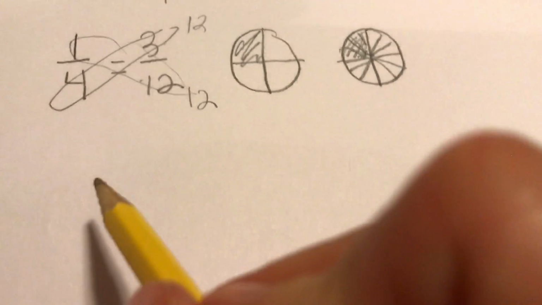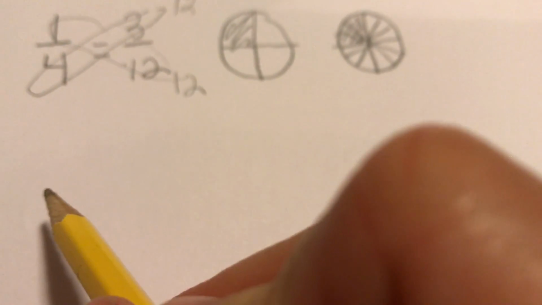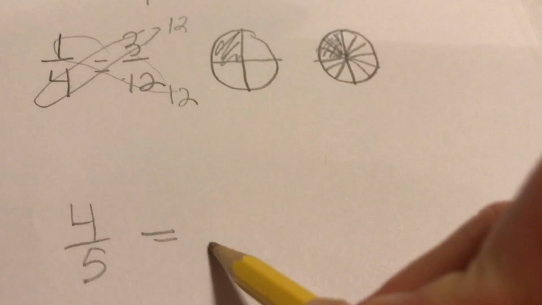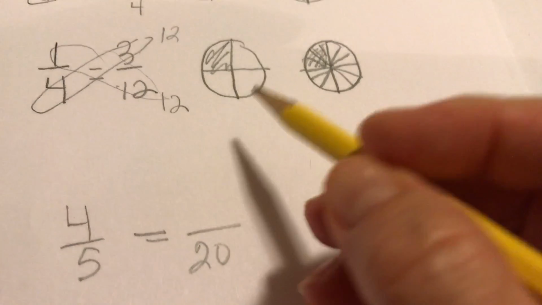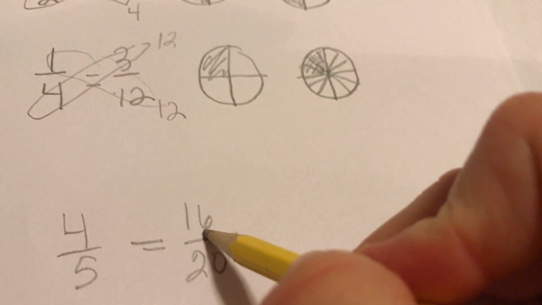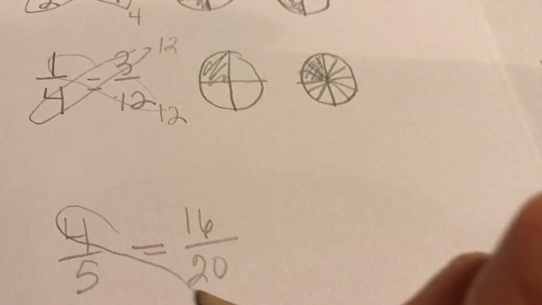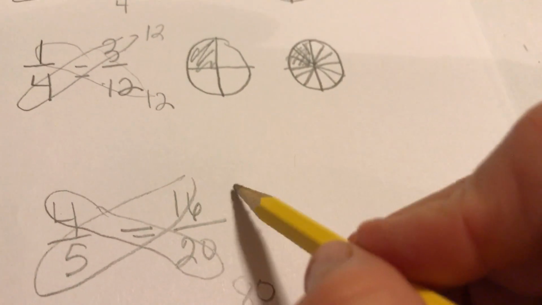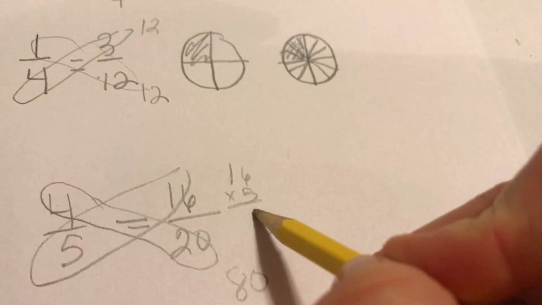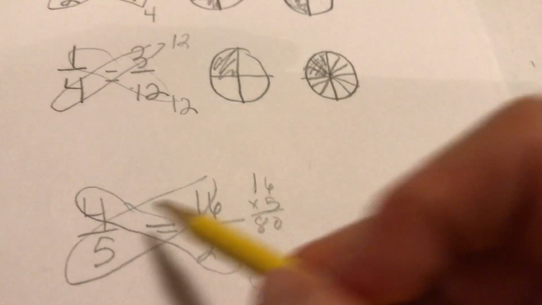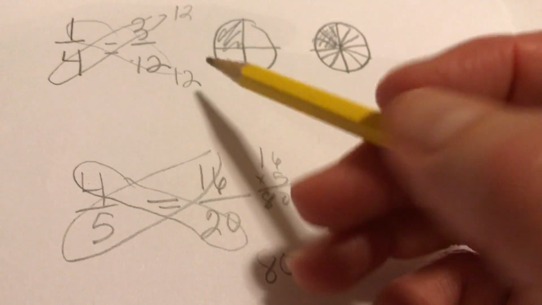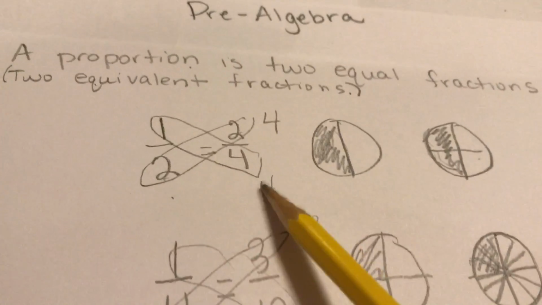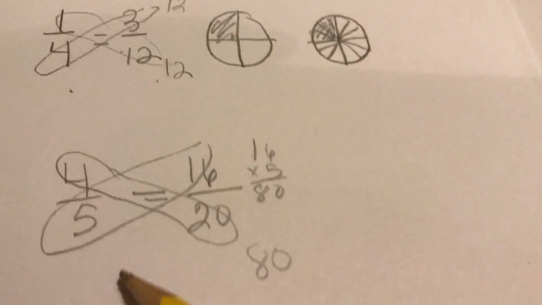So right here, if we try one like 4/5 and something over 20, let's see if that works. 4 times 20 equals 80, and 16 times 5, let's go ahead and do that math, is also 80. So this would be an equivalent fraction, or a proportion. As long as they are equivalent fractions, they are a proportion.